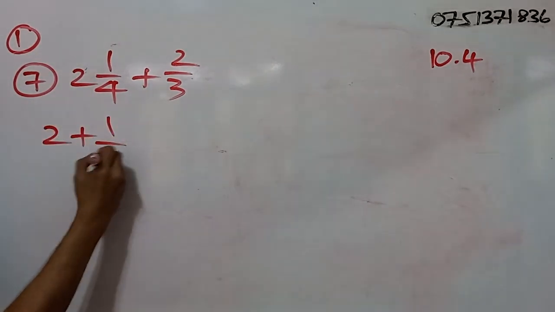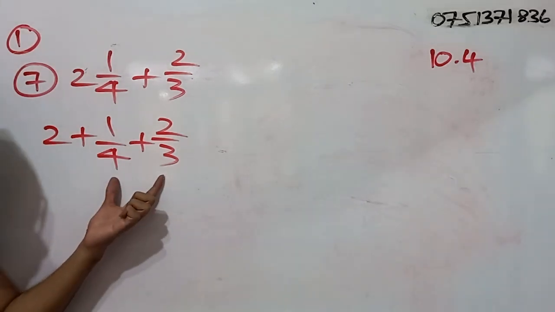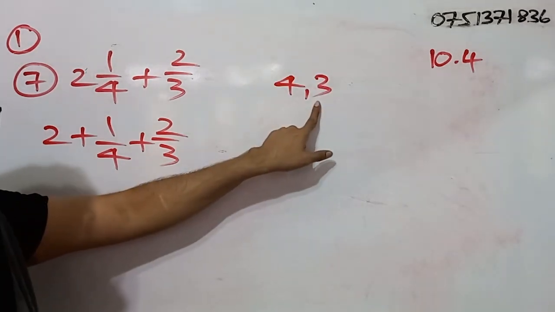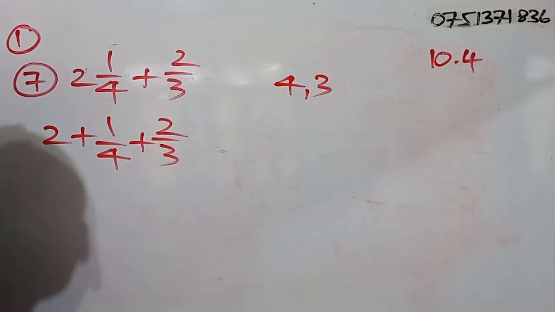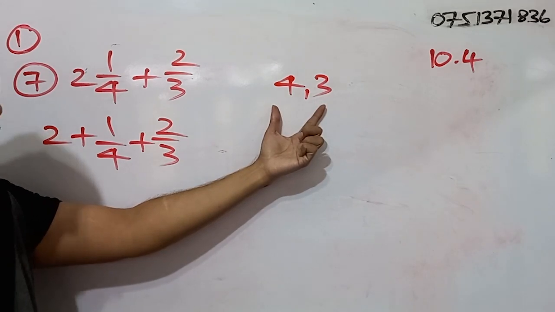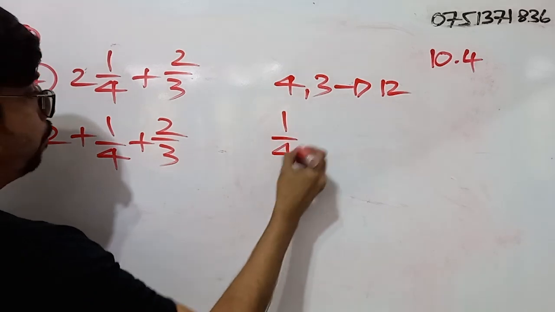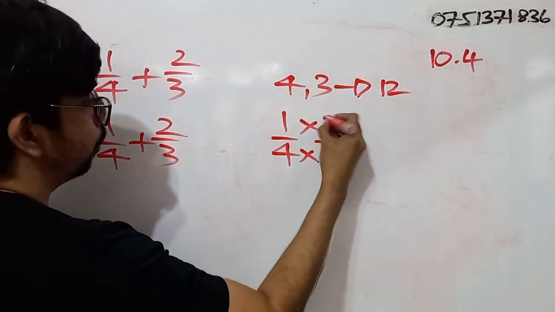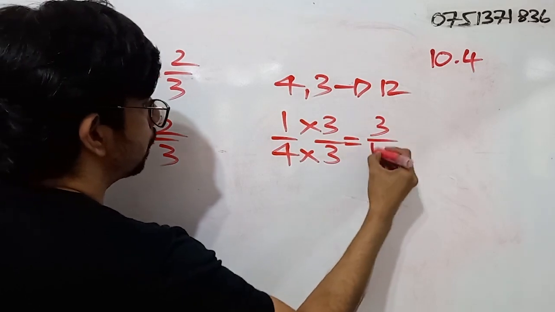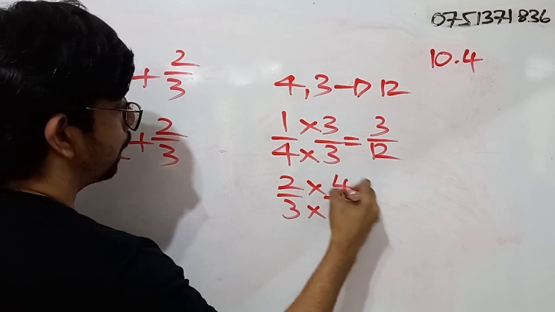So 2 plus 1 by 4, to that I will add 2 by 3. Now I will add these two fractions. So of these two fractions, the denominators are different. So 4 and 3, those are the two denominators. So the easiest way is, just as we have done before, to consider what? The LCM of these two numbers, which will be 12. So 1 by 4, I'll multiply both numerator and denominator by 3. So this becomes 3 by 12. 2 by 3, I'll multiply both numerator and denominator by 4.